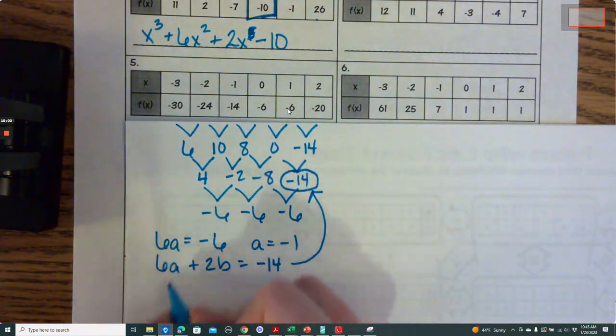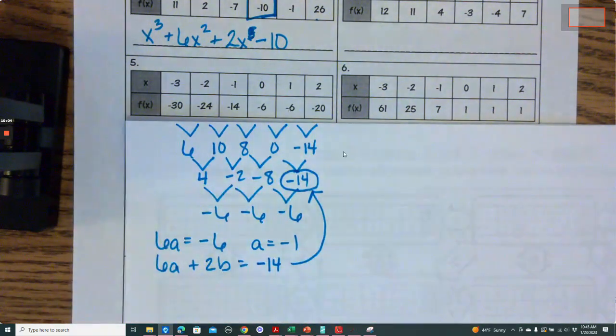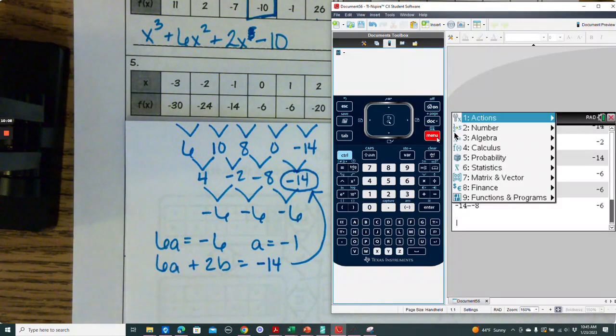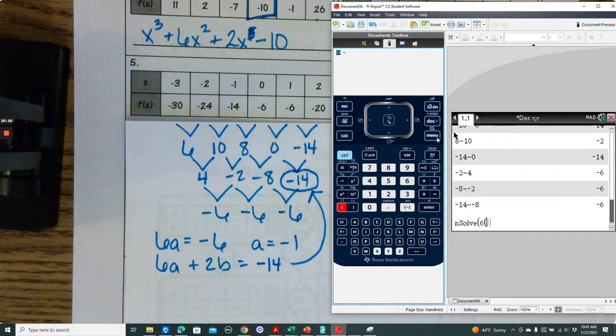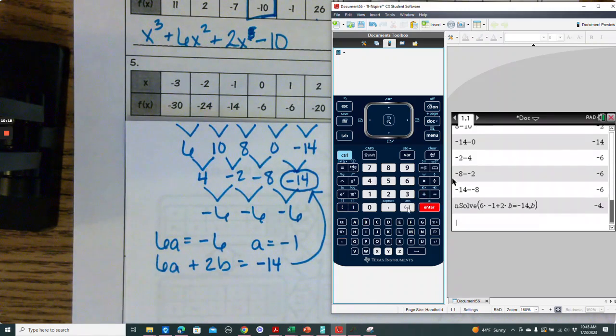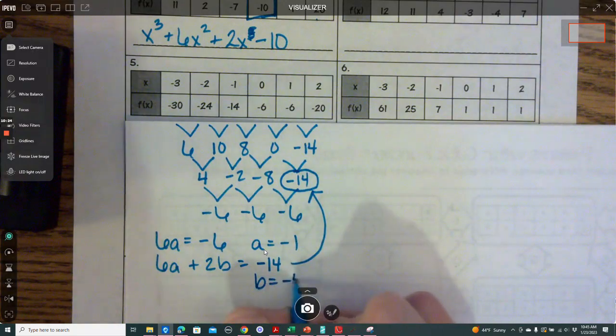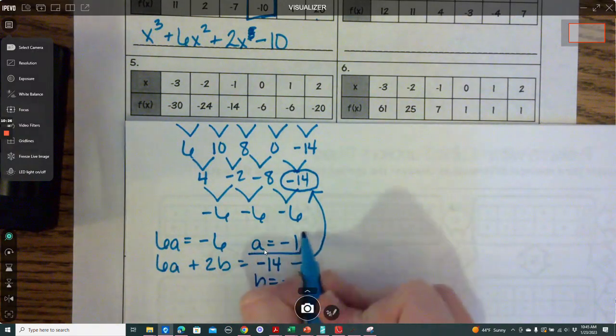So we know A is negative 1. So we can do 6 times negative 1. 2B equals negative 14 minus 6 times negative 1... So B equals negative 4. Now we gotta do C.